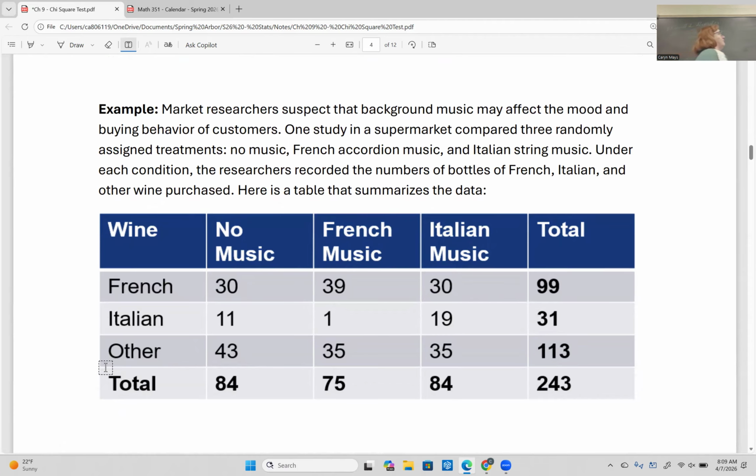we have some stores trying to get people to buy wine based on music being played. And they want to see if the music being played affects the purchases these people make. The supermarket randomly assigned treatments, no music, French accordion music, or Italian string music. Under each condition, the researchers were recording who bought what. And so we get a table based on these items.